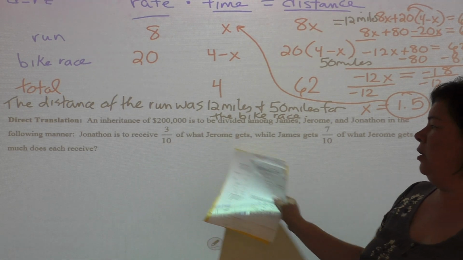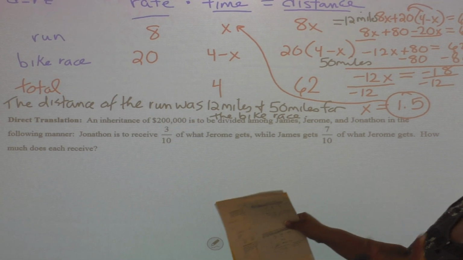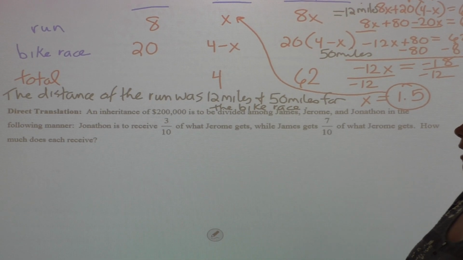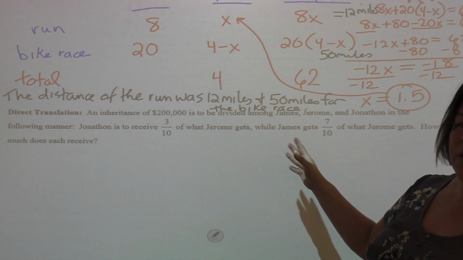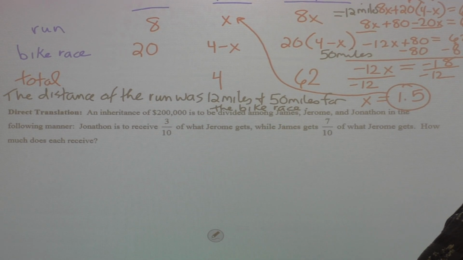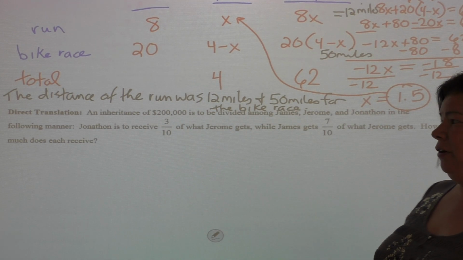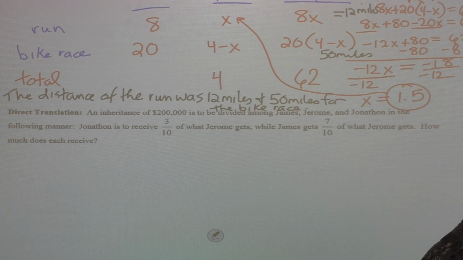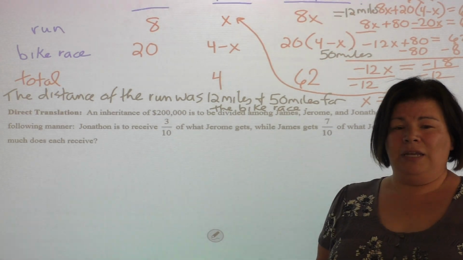Okay, so you're going to try this one on your own. It's talking about inheritance. Try to figure out who's the person you know the least amount of information about, and let that define your variable. You could try that one on your own, and then that's it for this day's word problems.